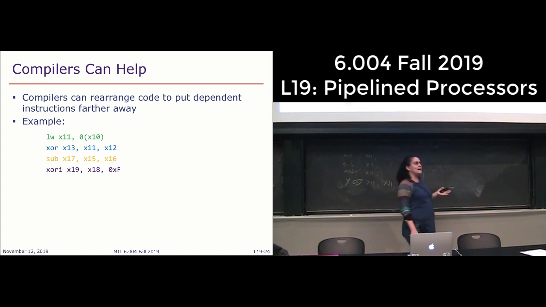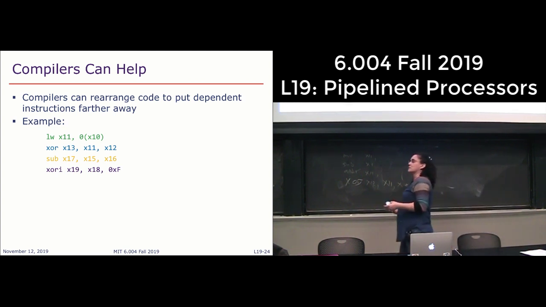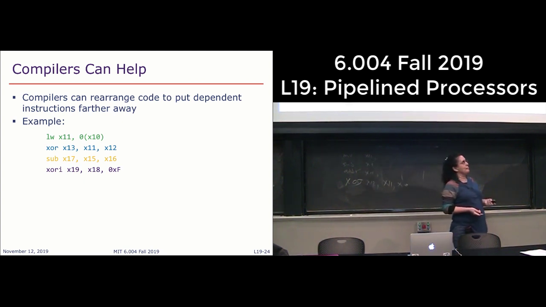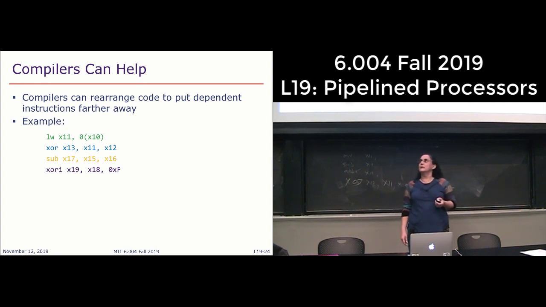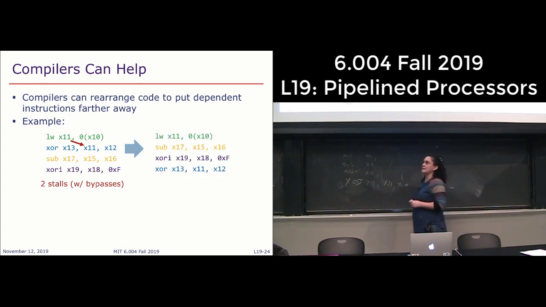So you can imagine that compilers might be helpful in order to find some situations where they could rearrange the instructions and the order in which they need to execute in order to reduce the dependencies, right? So if I look at this example over here, I see that I have a direct dependency from the load to the exclusive OR. However, my subtract and my exclusive OR I instructions are completely independent of the other two. And so I could have a compiler replace this instance, which we just saw requires 2 stalls plus bypassing, into code that looks like this.